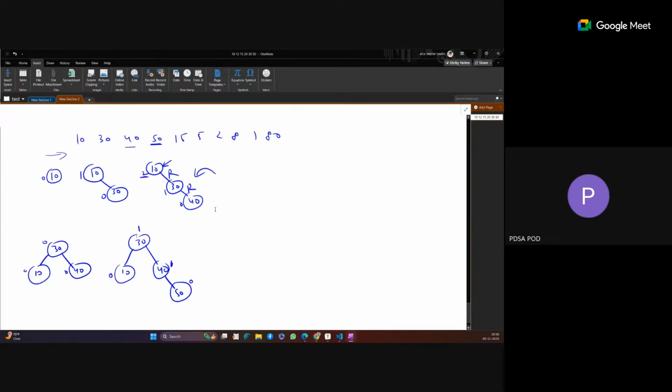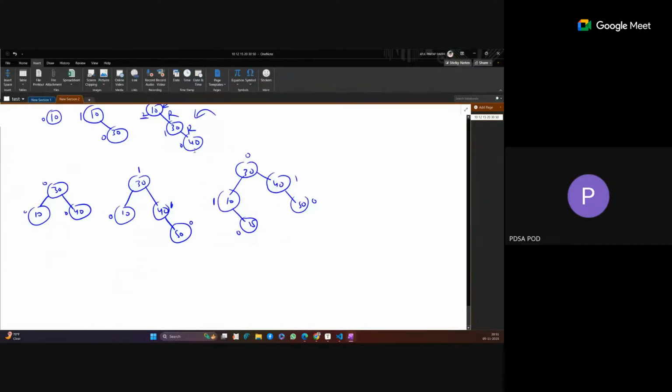Now comes 15. We have 30, 40, 50, and 10. 15 is smaller than 30, so move to the left, and greater than 10, so it will be placed here. Now check the balance factor. This was already 0, and in the previous example 1. Now calculate for this root: 15 is 0, this is 1, so 0 minus 1. And for 30, 2 minus 2, 0. So this is still balanced.